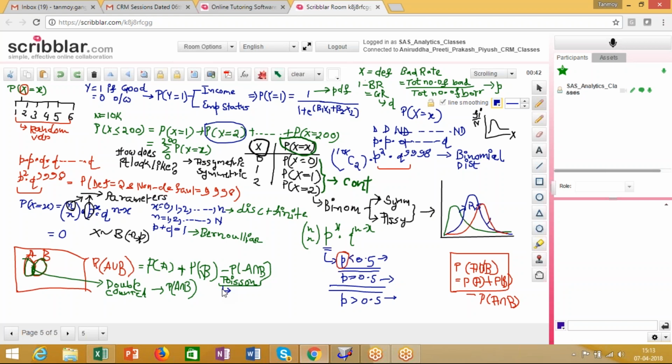So what exactly is the Poisson distribution? A binomial distribution tends to a Poisson distribution if the following changes happen. Number one, the binomial distribution is constructed for n finite trials. In the Poisson distribution, n tends to infinity.